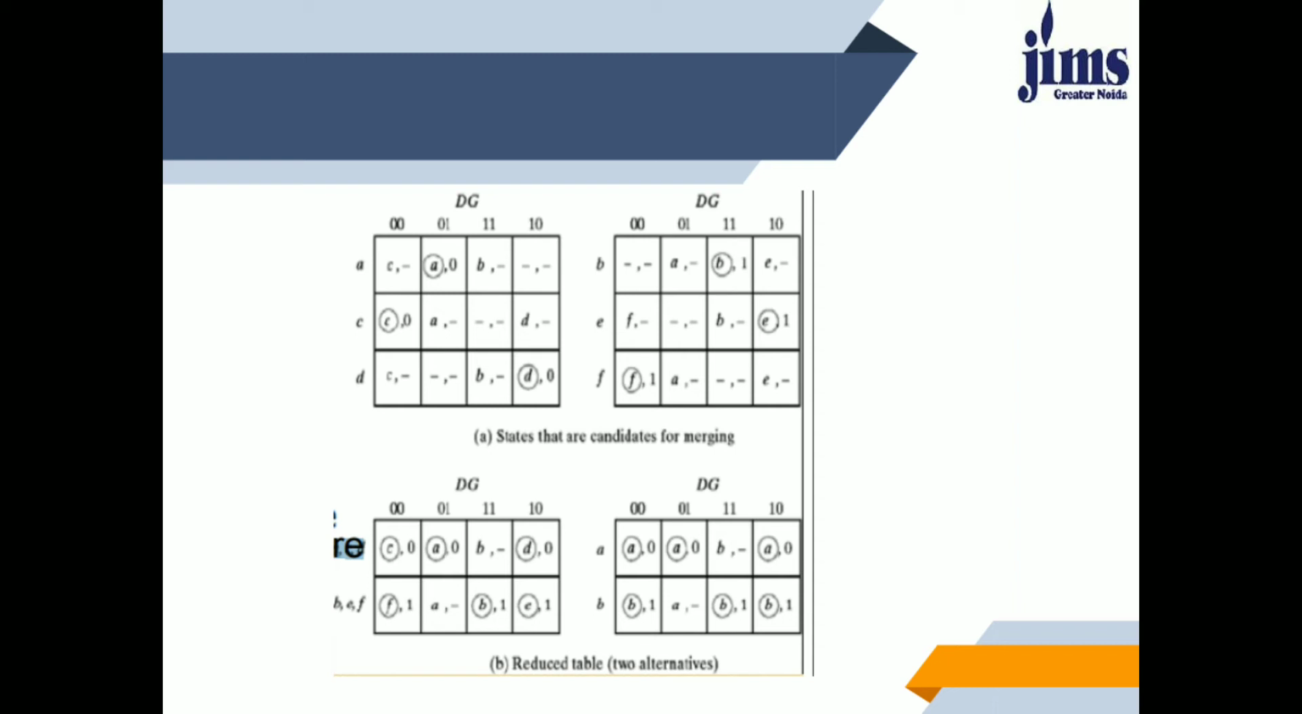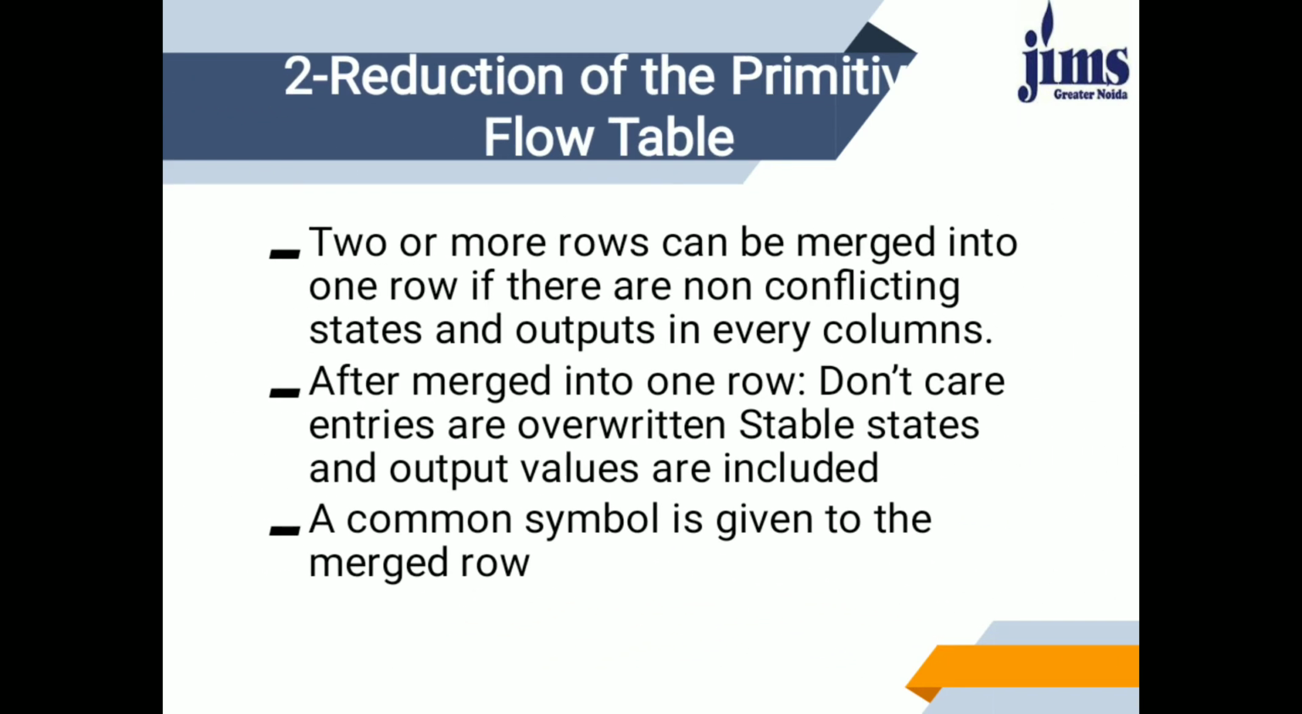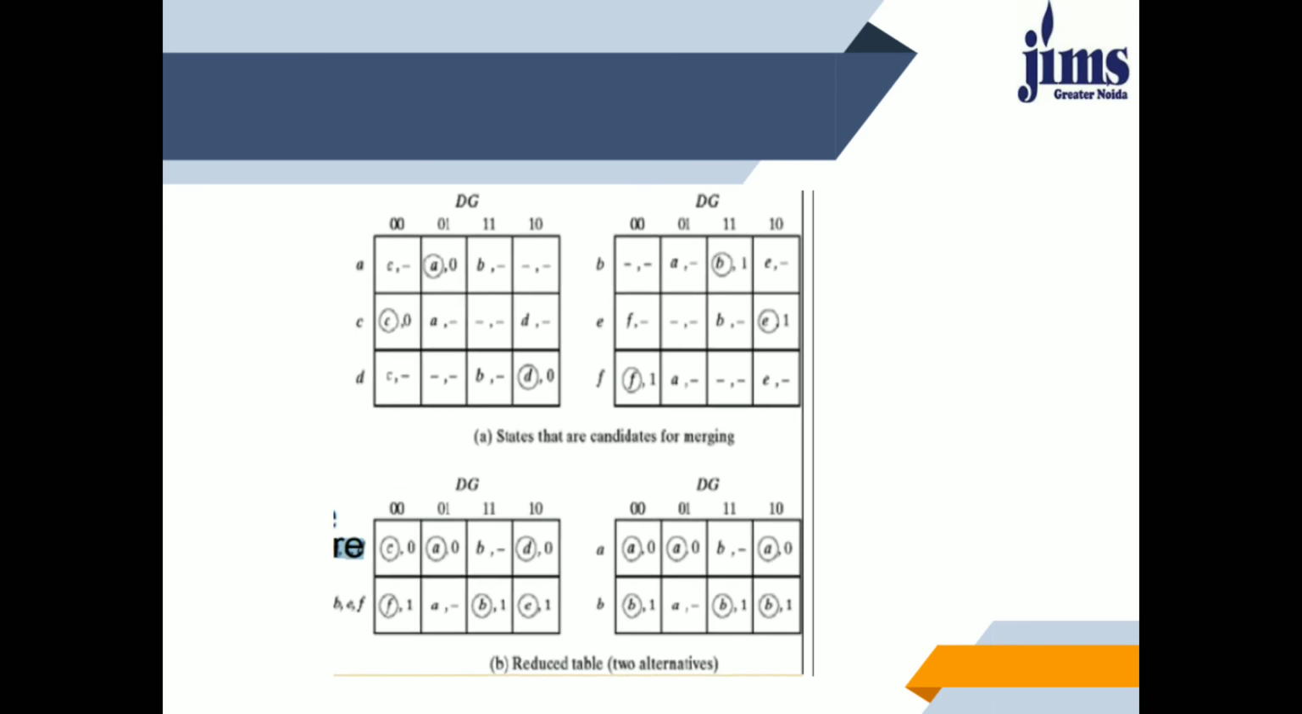See, in the first column, in the ACD state, A and D states are entered with a circle, and B, E, F are merged in another. So we can give other names to these states. A, C, D can be given state A and B, E, F can be B, because we are replacing E and F with state B, and C and D with state A. So wherever C is written, we will write A.